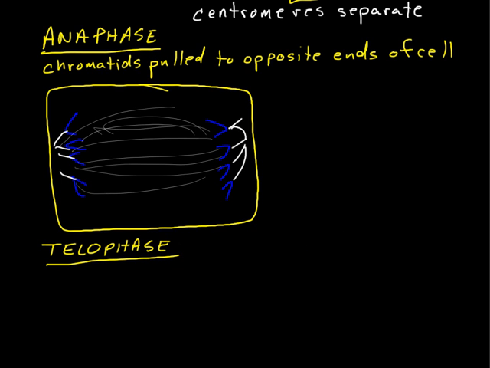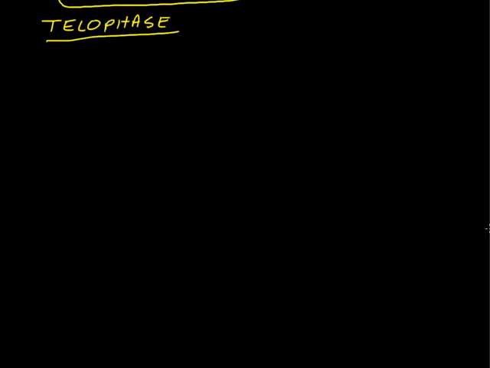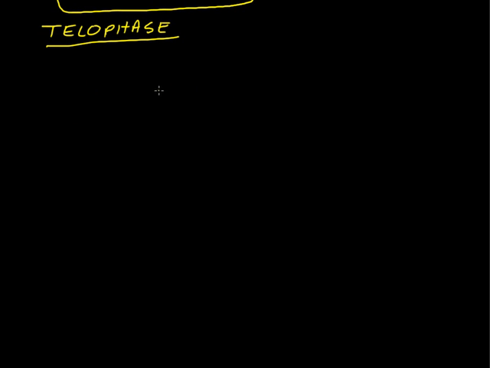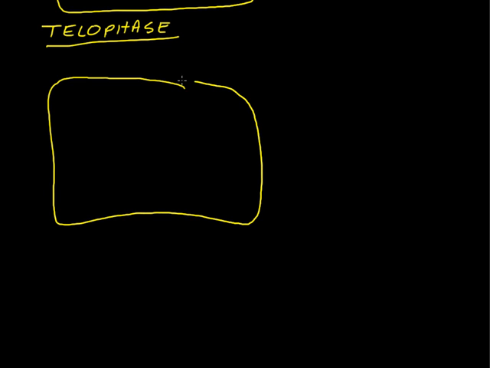Telophase completes the whole process, and there's a lot of different things going on, so I'm just going to do a sketch here. We've got 1, 2, 3, 4, 1, 2, 3, 4 chromatids, which are exact copies of each other, by the way, on either end of the cell. First thing that happens in telophase is 2 nuclear membranes form around each group of chromosomes.